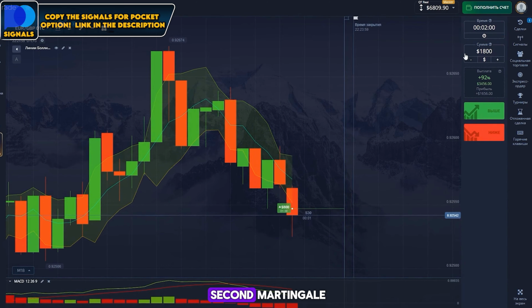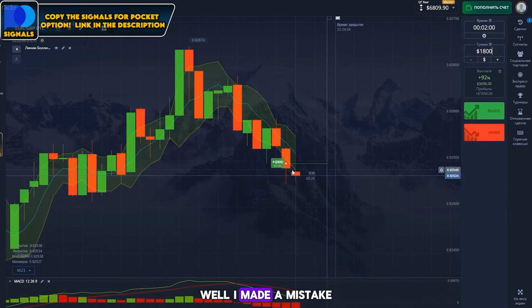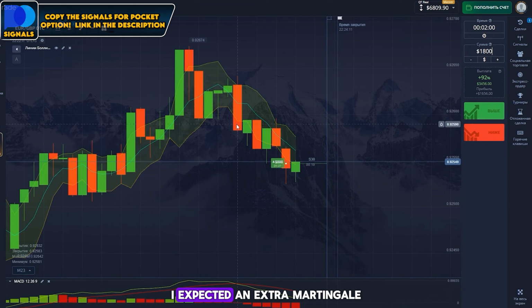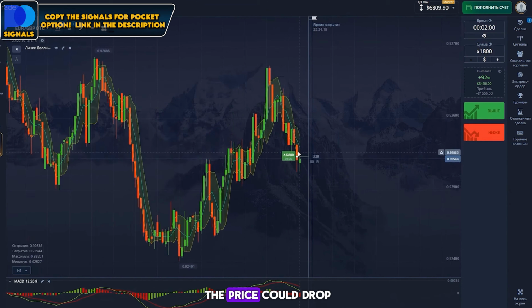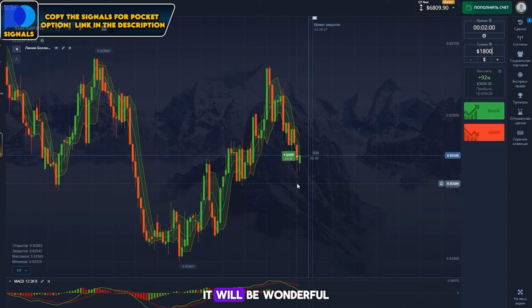This will be our second martingale, because we made a little mistake here, well, I made a mistake. I should have placed the initial trade. I expected an extra martingale. It's risky. I explained the price could drop, but it might drop even before that. If, of course, this martingale closes in profit now, it will be wonderful.